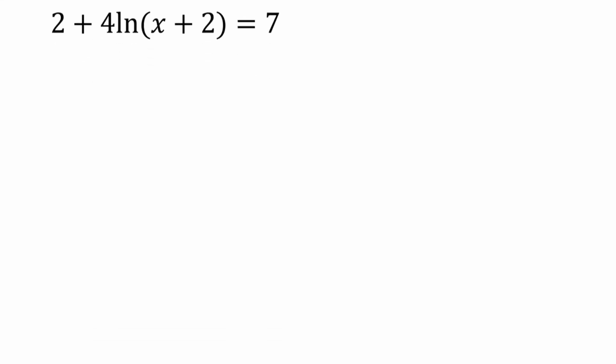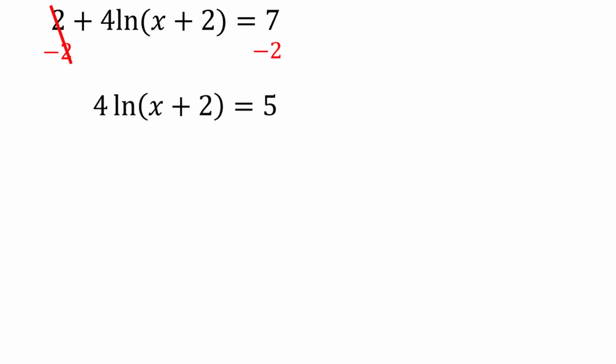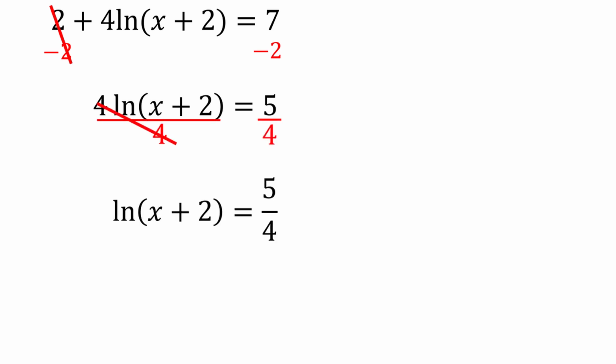Let's try 2 plus 4 times the natural log of x plus 2 is equal to 7. In order to solve for x, we need to isolate the natural log onto one side of the equation. We subtract 2 from both sides to get 4 times the natural log of x plus 2 is equal to 5. Dividing both sides by 4, we have the natural log of x plus 2 is equal to 5 over 4.